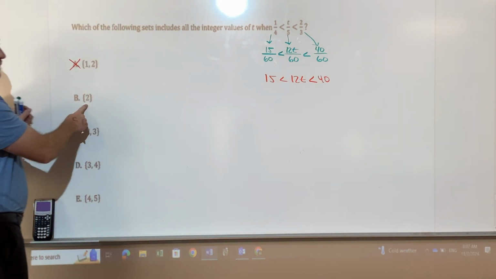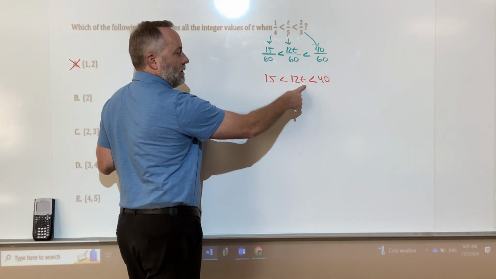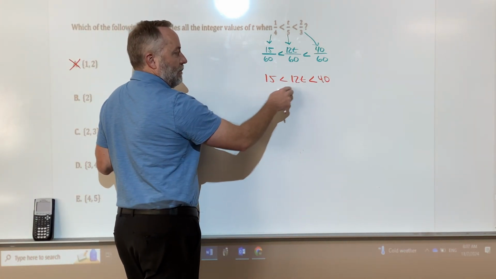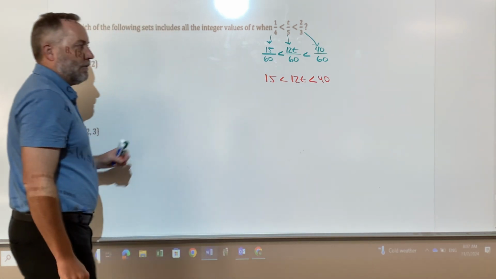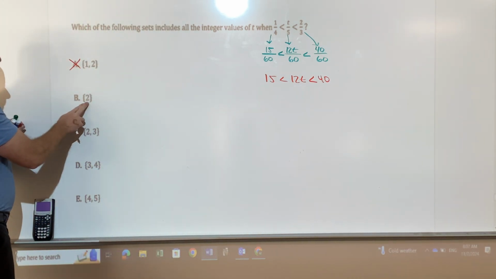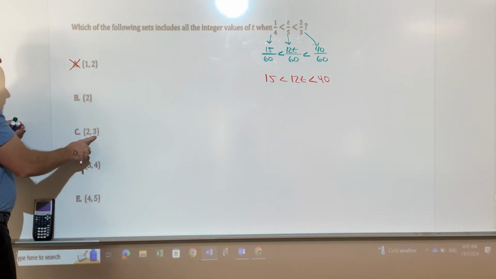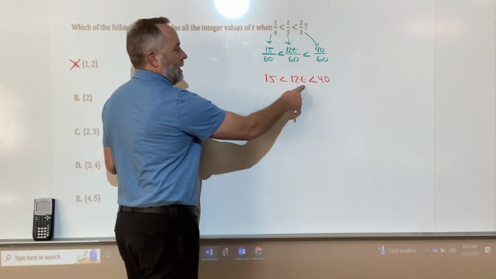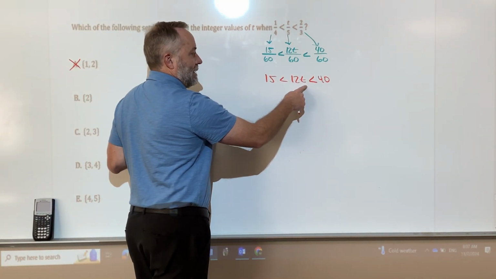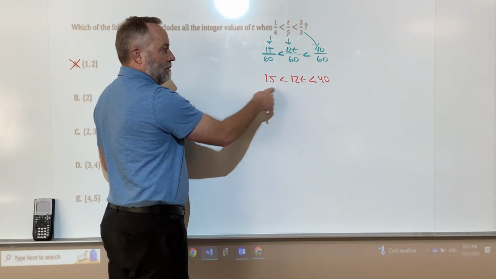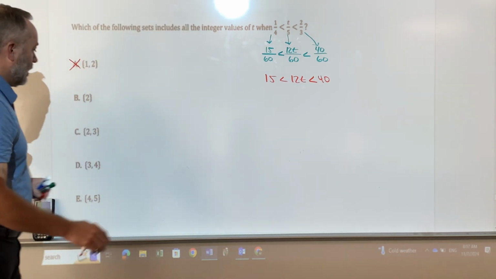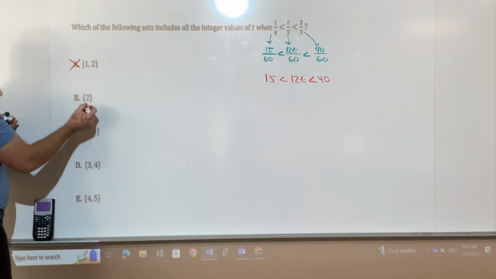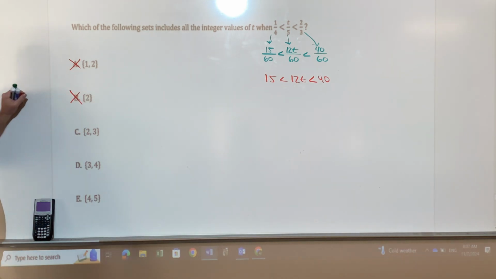Okay, 2, if I plug 2 in, 12 times 2 is 24, and so that would give me 24 is greater than 15, and then 24 would be less than 40. So 2's looking good. Let's try the next one, 3. So if I plug in 3, 12 times 3 is 36. 36 would be greater than 15. 36 would also be less than 40. So 2 and 3 work, which means just 2 doesn't work.